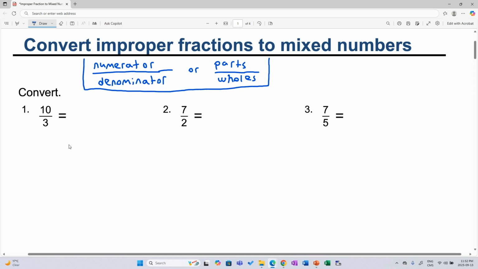Hi class, in this video I'm going to show you how to convert improper fractions to mixed numbers.